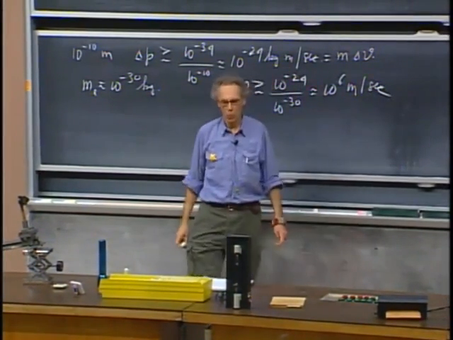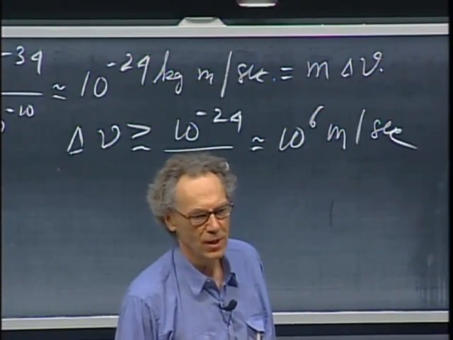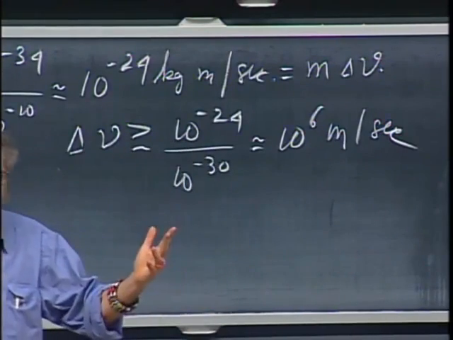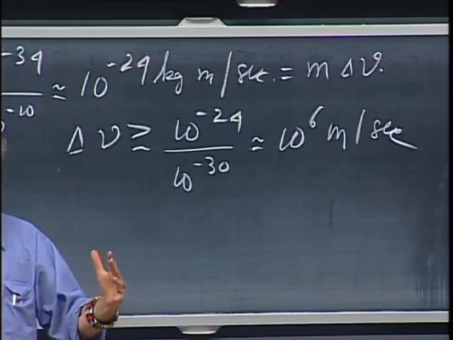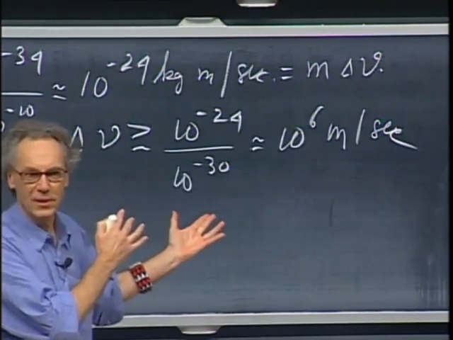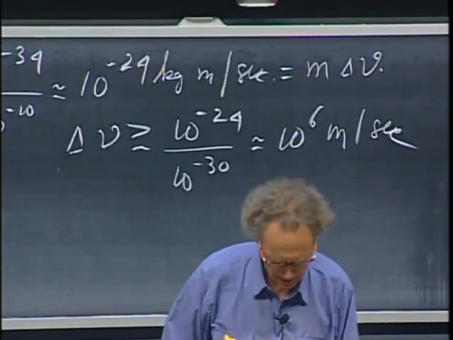That is 1/3% of the speed of light. So the electron is moving only because of the fact that it is confined. That's what quantum mechanics is all about. The electron's motion is dictated exclusively by quantum mechanics.